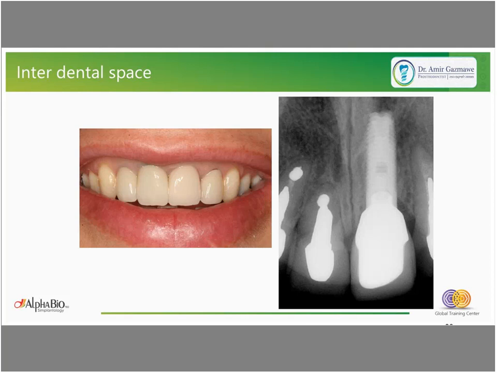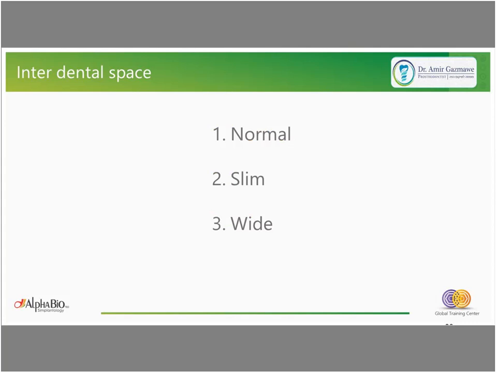When we have normal space for the restoration, we can use the standard abutments, and in some cases we need to use slim abutments in order to cope with the limited interdental space. And when we have a molar area, we can also select a wide abutment in order to have a good emergence profile of the restoration.